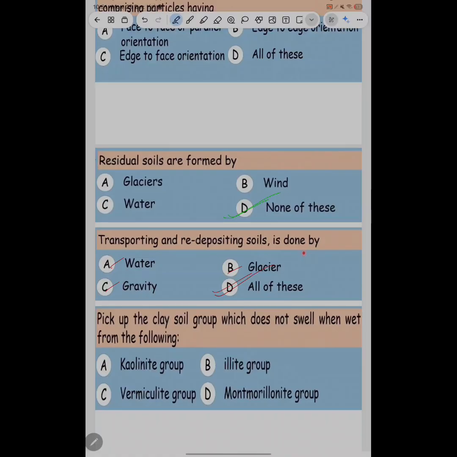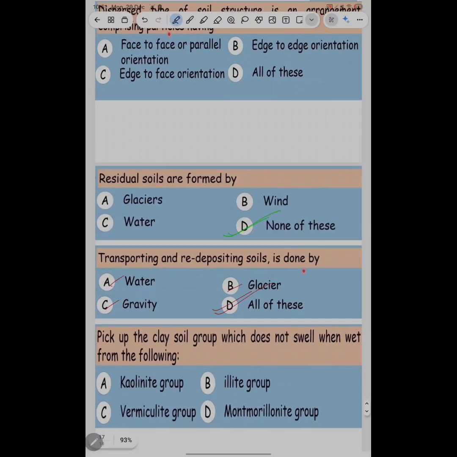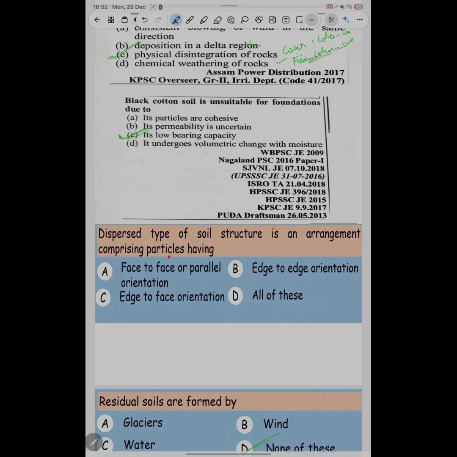Then next one. Pick up the clay soil group which does not swell when wet from the following. Montmorillonite group has high swelling and shrinkage. Illite also has medium swelling and shrinkage. Then kaolinite has strong hydrogen bonding between the structural units, so there is no swelling, no shrinkage and no plasticity. So here the answer is kaolinite. No swelling and no shrinkage. So A is the correct answer. Okay, one more question is remaining.